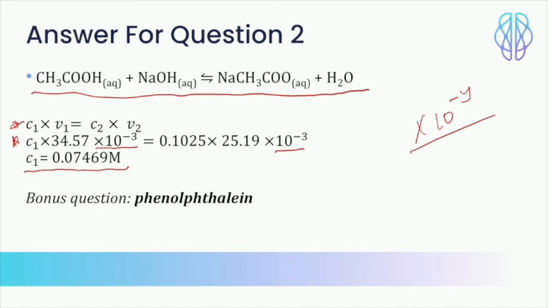And the bonus question, the answer to it is phenolphthalein. As this is a titration between a weak acid and a strong base, you may recall from a previous video on titrations that we use phenolphthalein as an indicator for these titrations.